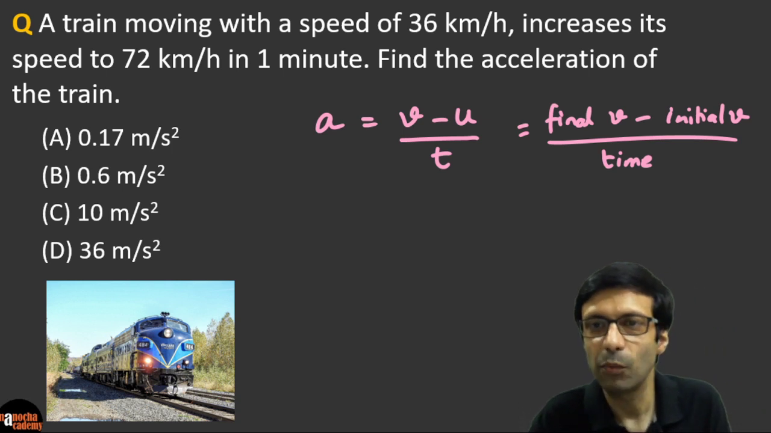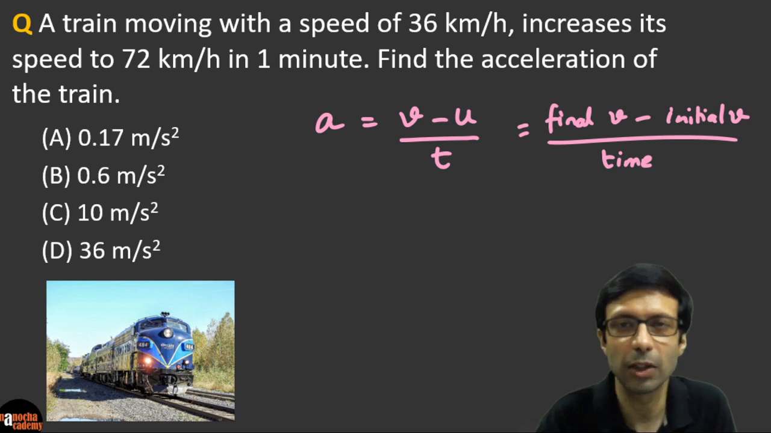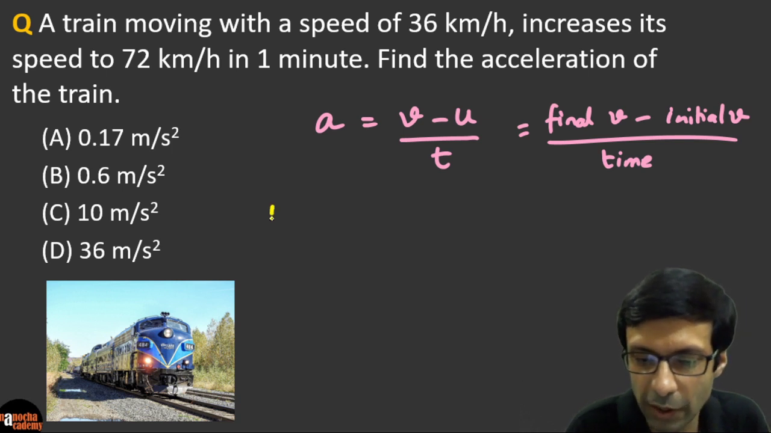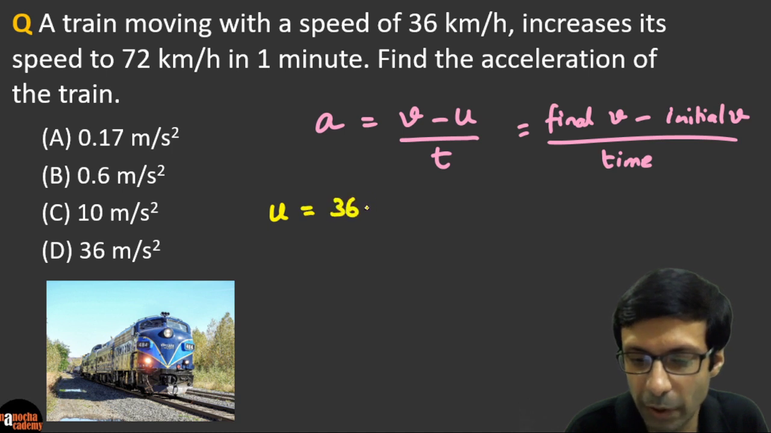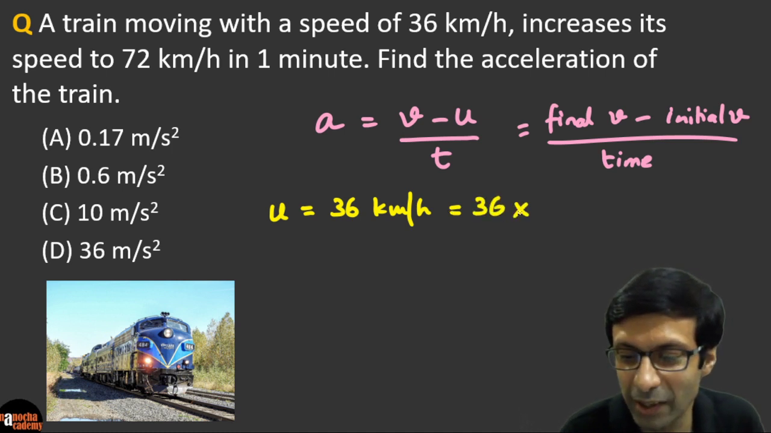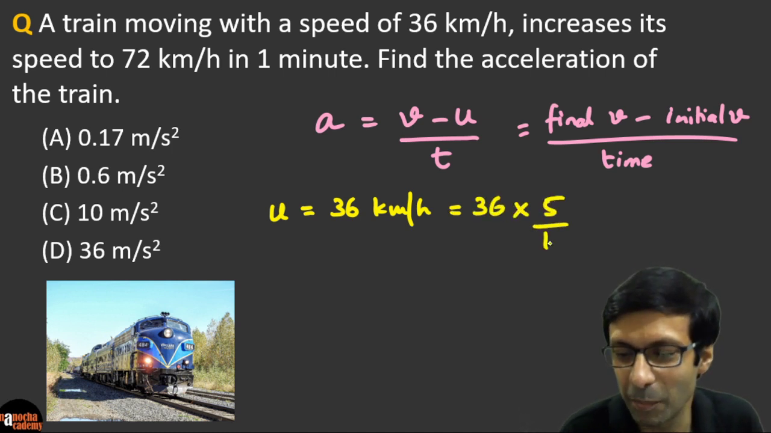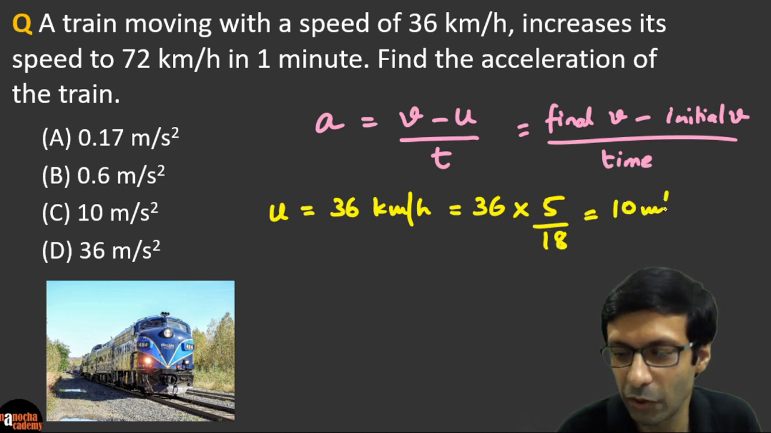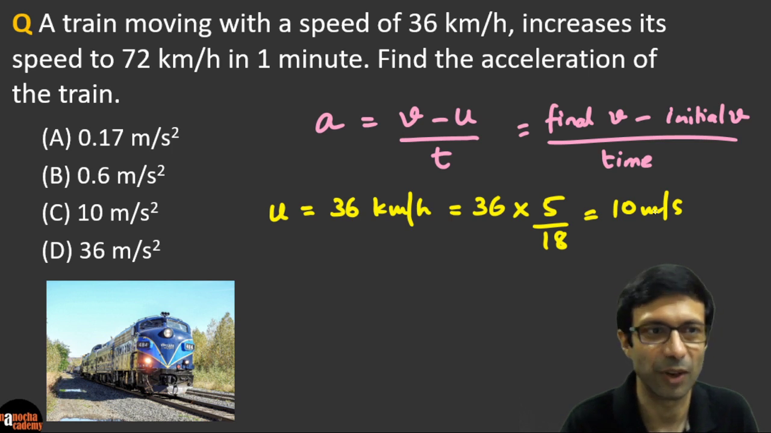Okay, so now let's go ahead and substitute our numbers here. Again, you can see that we have different units: 36 kilometers per hour, 72 kilometers per hour, then we have 1 minute. So it's again a game of units here. And as we discussed, what do we need to do? For initial velocity, which is U, 36 kilometers per hour, let's convert that into SI units. Remember I said the quick technique, the secret trick, multiply by 5 by 18. So what is it going to be? Initial velocity of the train is 10 meters per second, right?